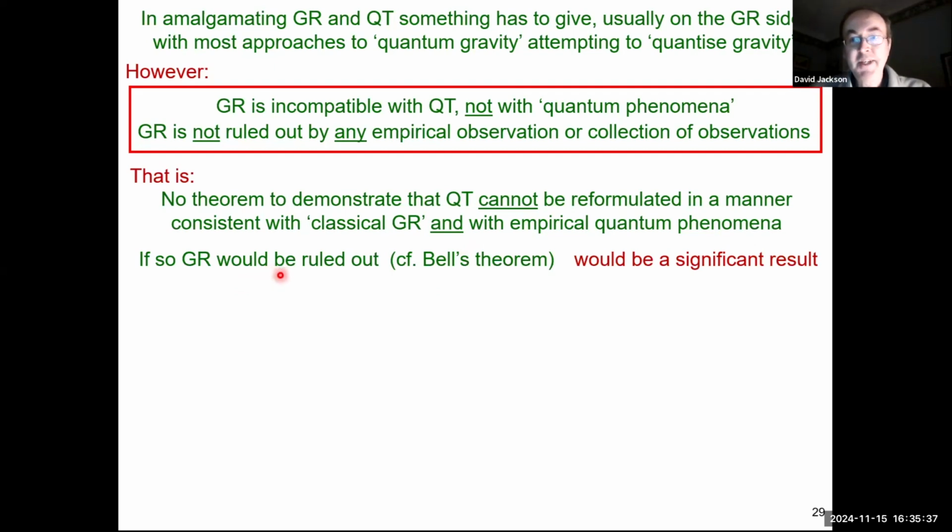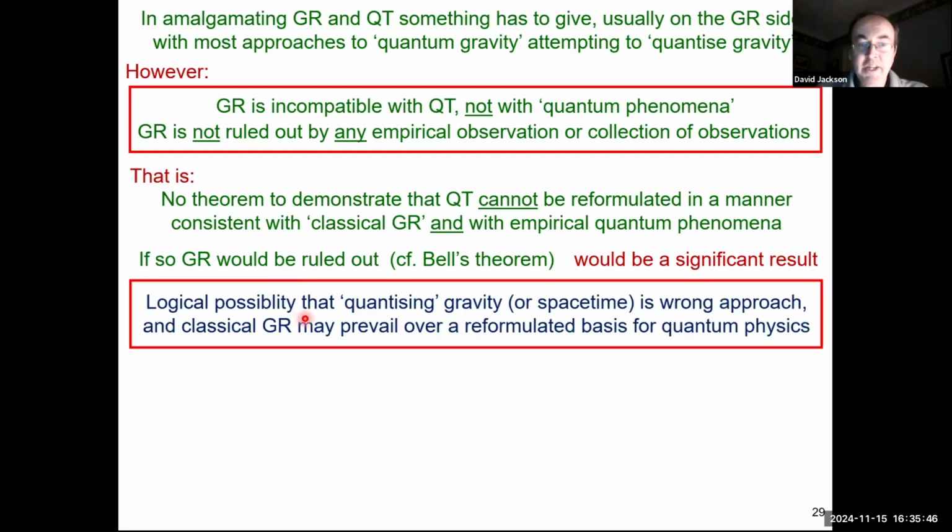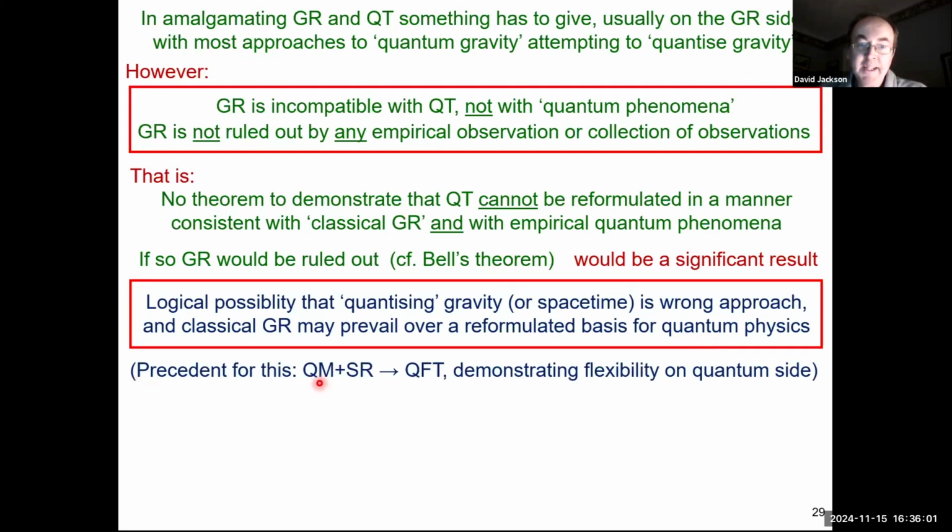So as far as we can tell, all observations that we've ever seen in a laboratory are perfectly consistent with general relativity, and it could be that quantum theory needs reformulating to fit with general relativity. So yes, I think there's a logical possibility, or more than a logical possibility, that quantizing gravity is the wrong approach, and classical GR may prevail over a reformulated basis for quantum physics. And there's kind of a precedent for this, because when quantum mechanics was combined with special relativity to make quantum field theory, special relativity, things like Lorentz symmetry and causality, all these properties were fully retained, and it was quantum theory that had to be adapted to fit with special relativity.